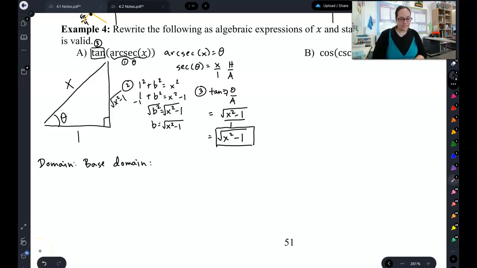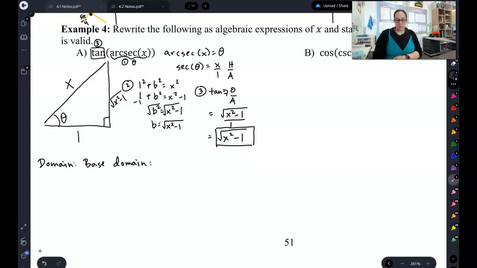Let's see how you did. So secant is hypotenuse over adjacent. So my hypotenuse is x, my adjacent is 1. Used Pythagorean theorem to find my other side. Then tangent is opposite over adjacent, OA. So the opposite side over the adjacent side gave me this for my tangent answer. Now let's do the domain together.